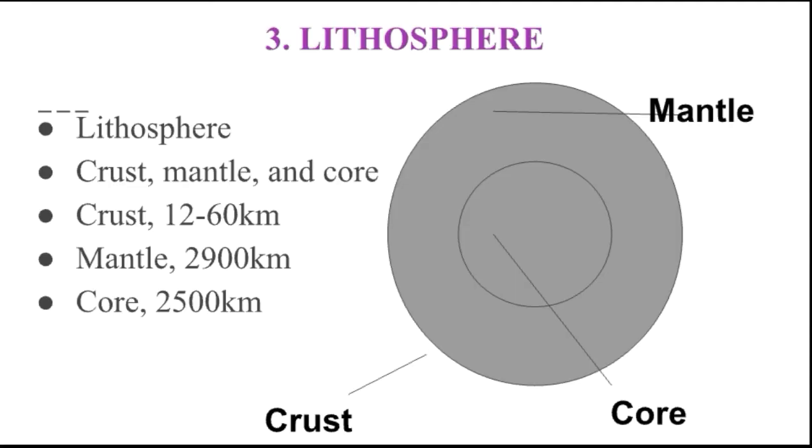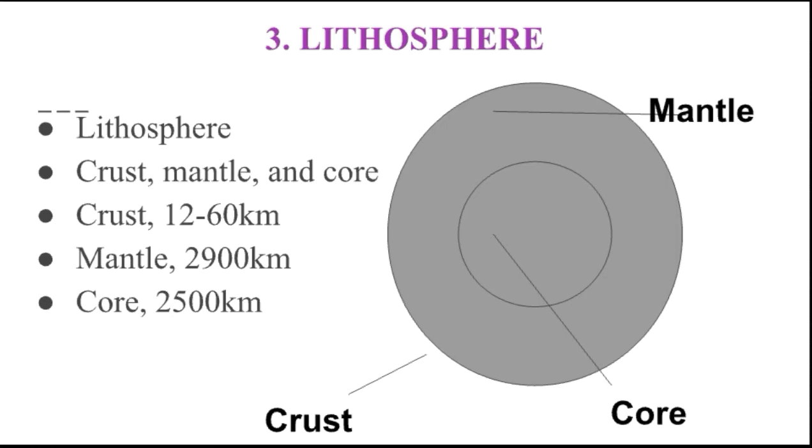Okay, there are three layers we have seen in the lithosphere, or in the earth's surface as well as soils. The crust is the outermost solid zone of the earth, and its thickness varies from 12 to 60 kilometers. The mantle is the middle layer, and it is in a molten state.